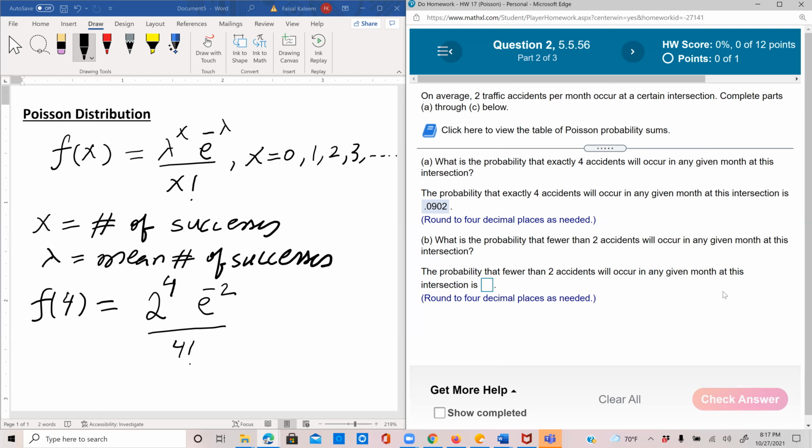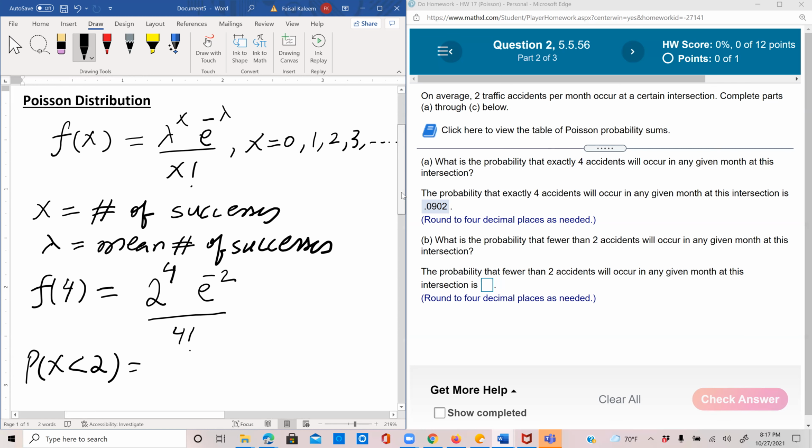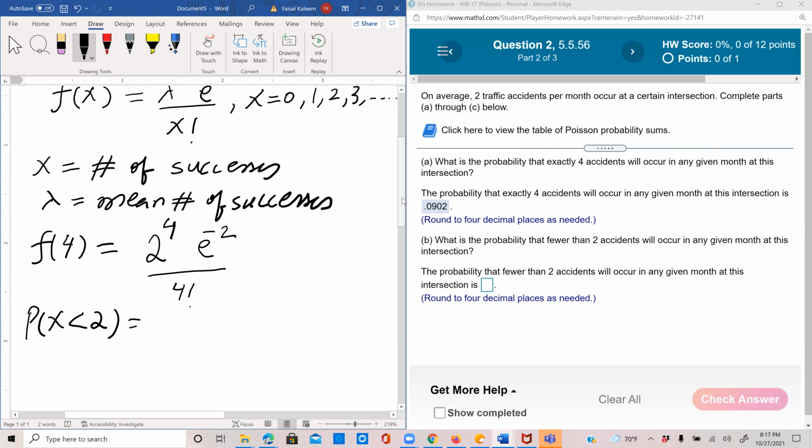What's the probability that fewer than 2 accidents will occur in any given month? So fewer than 2 means probability x less than 2, so that means less than or equal to 1 in this case. Remember, x can take values 0, 1, 2, 3, and so on. It's always an integer because we are finding the number of successes, which is an integer variable. So x less than 2 would mean f of 0 plus f of 1. These are the two numbers that are less than 2 in this range.